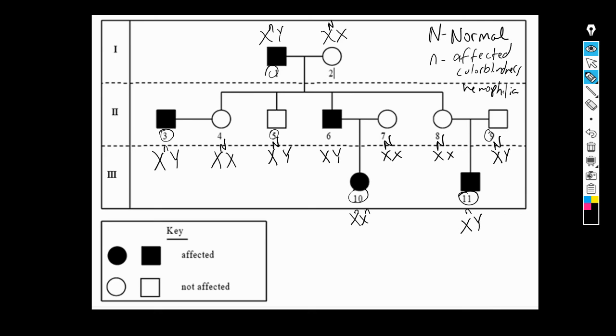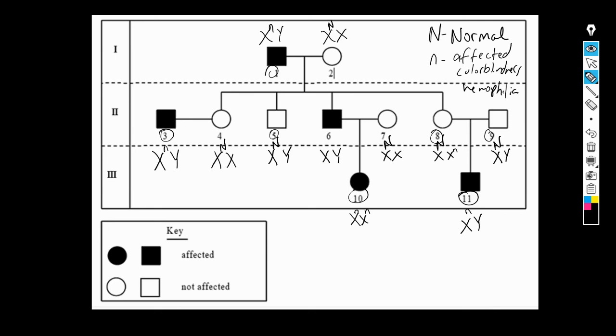Now, I've already established that 11 was affected, but the parents were not, which means that trait was hidden. And so since the male is normal and the Y can't carry anything, then that little n received from number 11 had to come from the mom. So mom would be heterozygous, or mom would be a carrier.